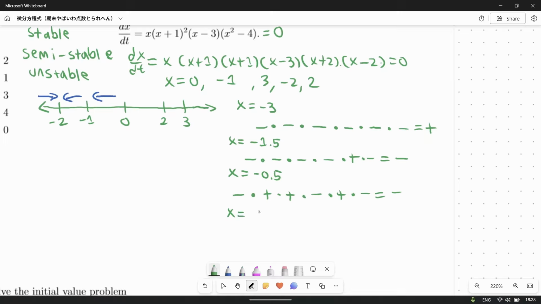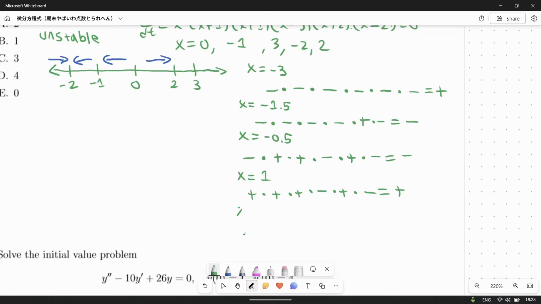When x is equal to 1, we end up with a positive times a positive times another positive times a negative times a positive times a negative, which is ultimately going to give us a positive. So between 0 and 2, the function is going to be increasing. Now we have two more numbers we have to pick. We have to pick something between 2 and 3, and then something above 3. So let's just say x is equal to 2.5.